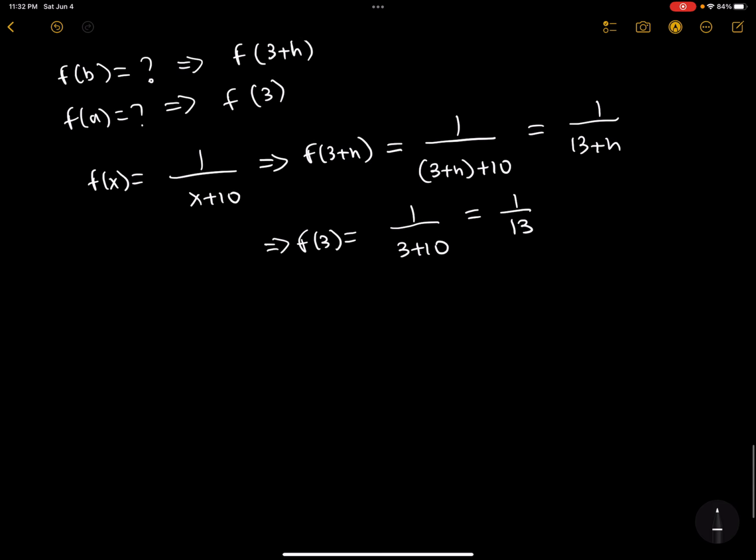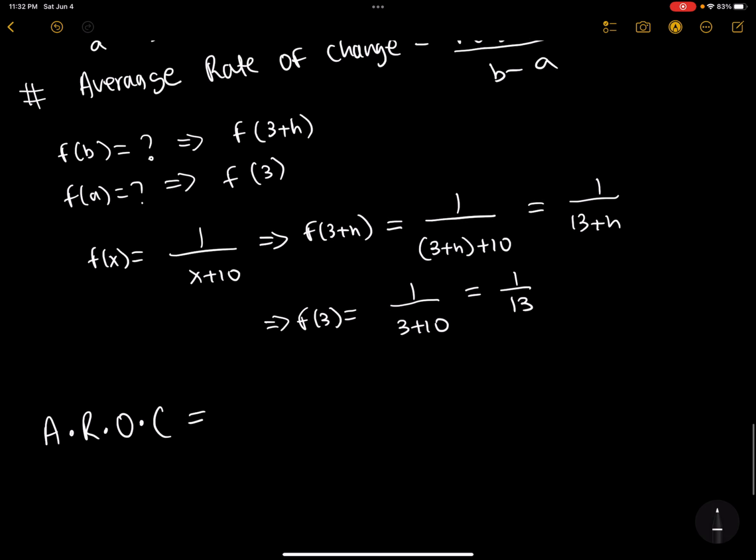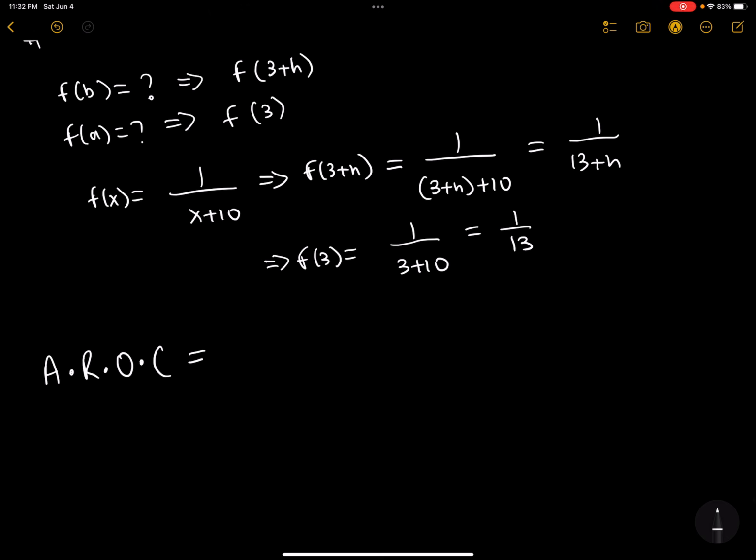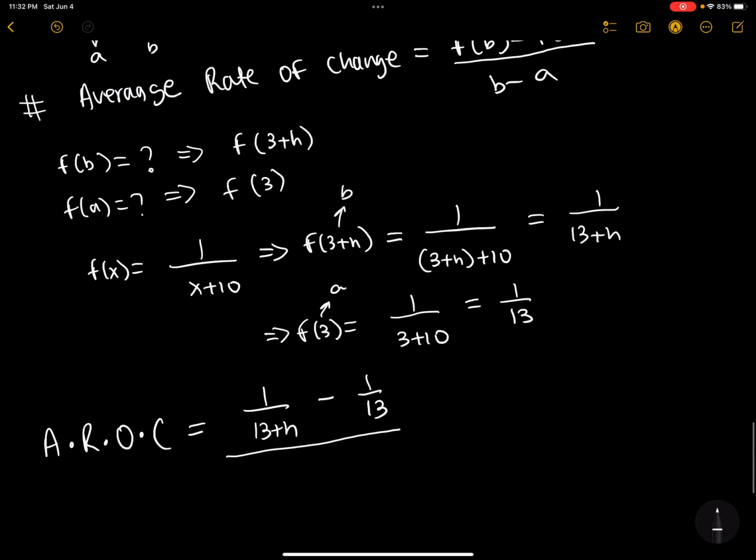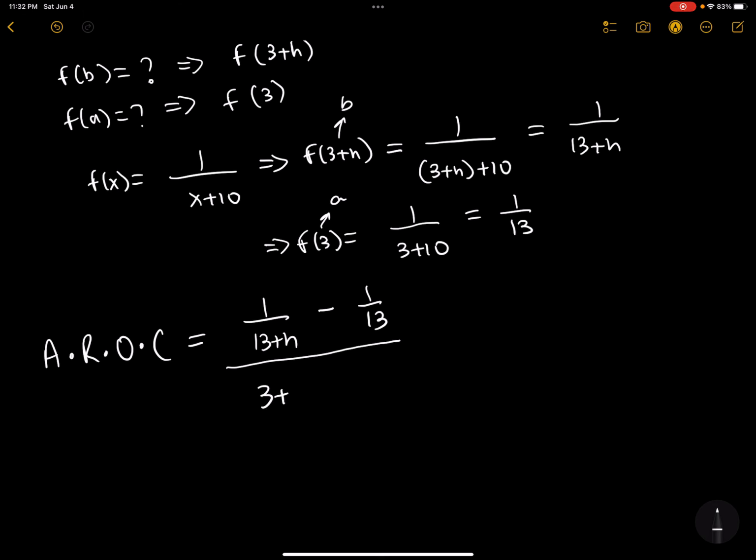Well, f of b, we already know what f of b is. So average rate of change, or AROC, is equal to f of b. What is f of b? Well, this is my b, right? This is my a. So f of b is 1 over 13 plus h minus f of a, which is just 1 over 13. And then you're going to divide the entire thing by b minus a, because the formula says b minus a. Well, b is just 3 plus h, and then minus a, well, a is just 3.